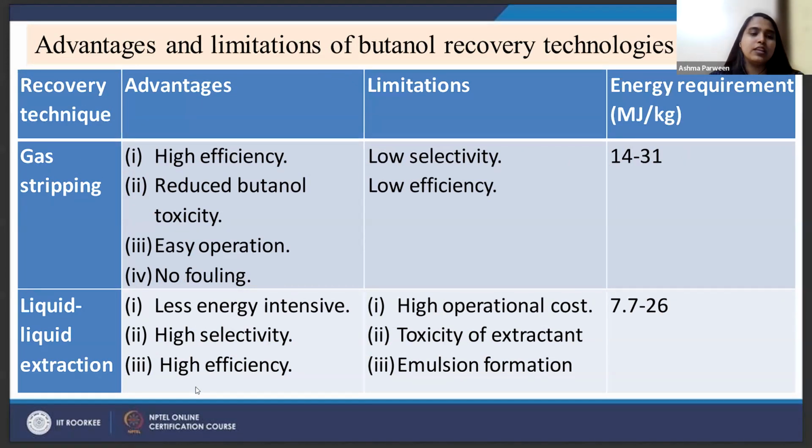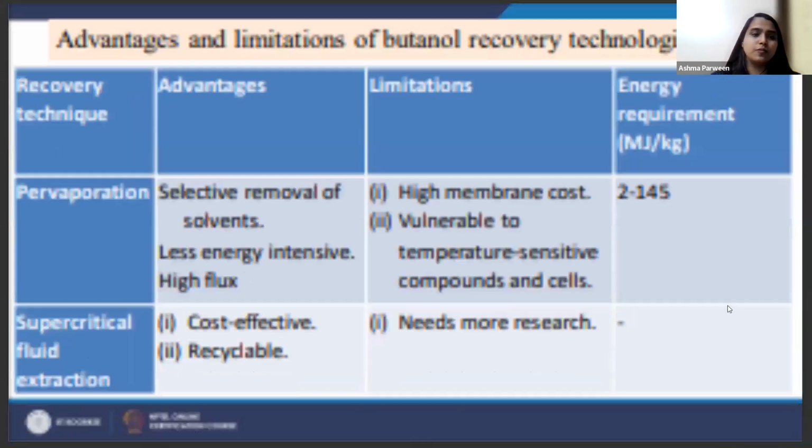Next is liquid extraction. It has low energy requirement, but it has high operational cost, and the energy requirement here is in the range of 7.7 to 26 megajoule per kg.